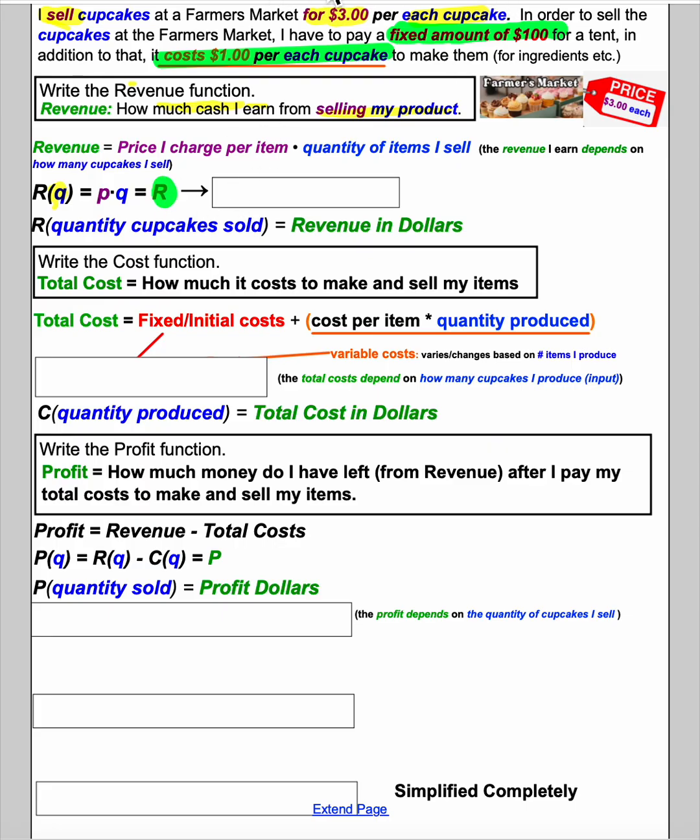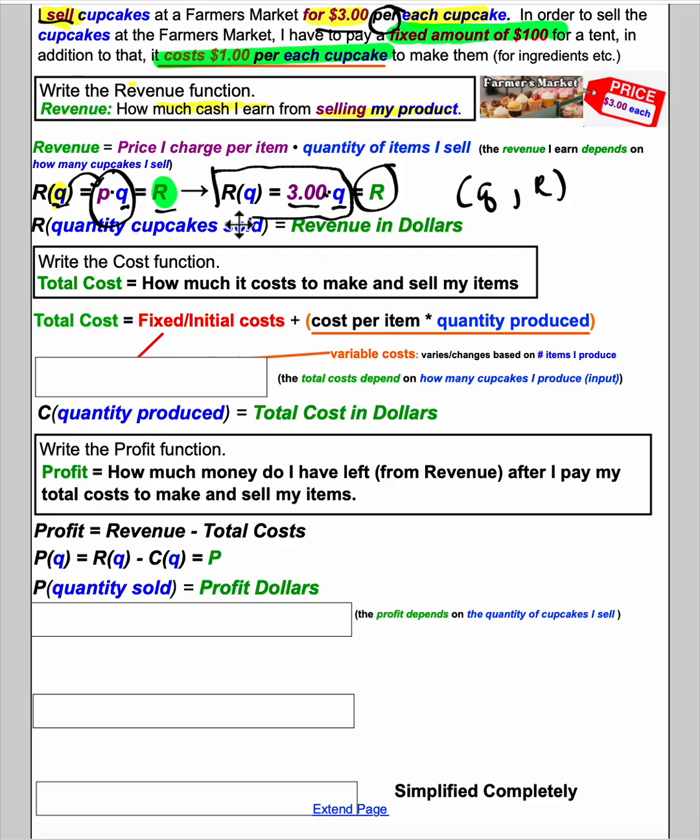And so when I write that function, because I'm inputting quantity, I'm going to find a Q over here. This is my function notation, my function rule, right? Price times quantity gives me revenue. When I input the quantity of items sold, I'm going to get an output of revenue. So let's take a look at what I have here. I know that I'm selling my cupcakes for $3 per, which means times. If I translate that, $3 times the number of cupcakes is going to give me revenue in dollars. So this is my function for revenue.